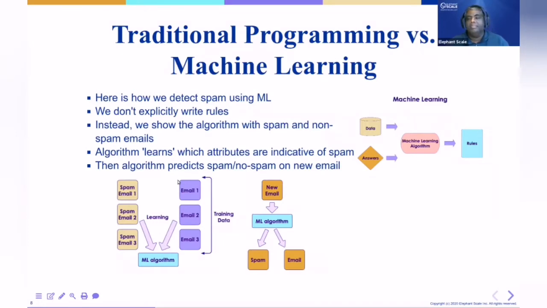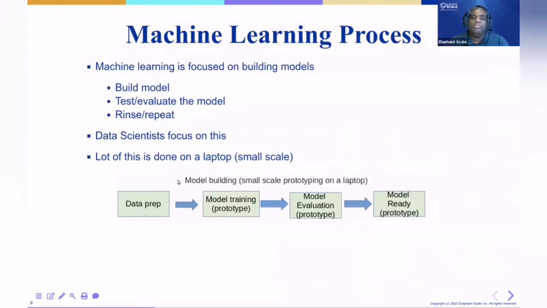So how do we do this? Basically, the process involves building a model, and then we are testing the model also. We want to make sure the model is doing well. And when the model is ready, we deploy the model in production. So a lot of data science is focused on this: how do we build the models? And a lot of this happens on a small scale, on laptops and workstations, because a lot of the time these are done on small scale data. Now, what does it take to take this model and put it in production? So let's see that.